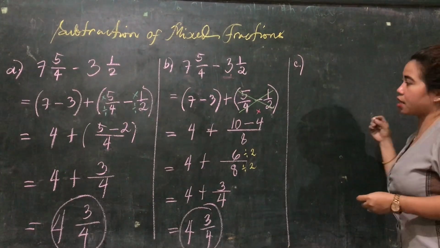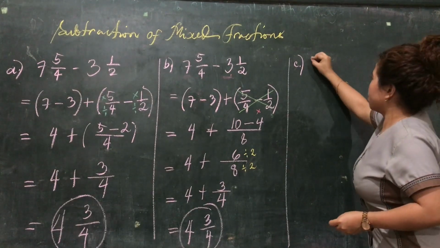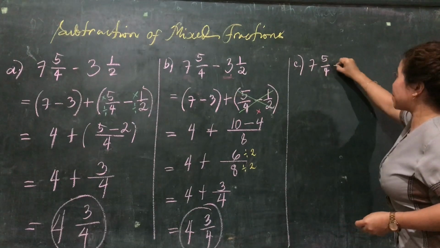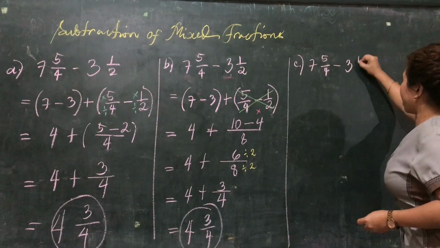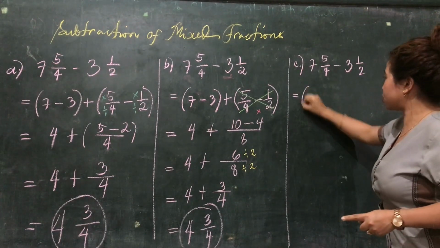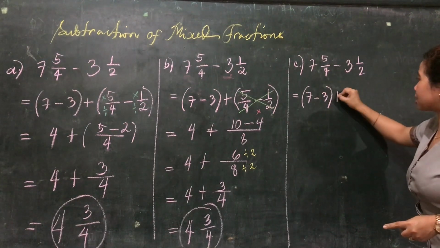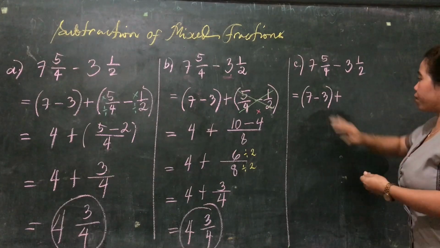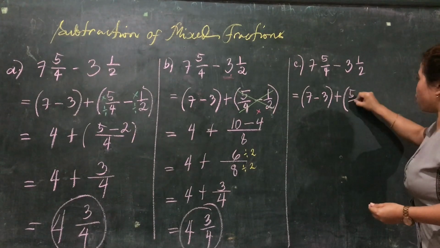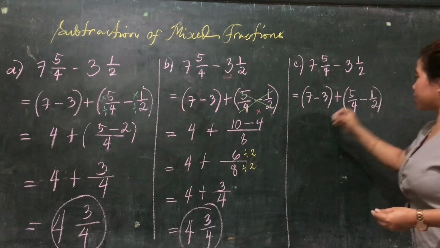For letter C, let's rename the fractions. 7 and 5 over 4 minus 3 and 1 over 2 equals. Group the whole numbers: 7 minus 3, and then the plus sign. We will attach the result to the fractions later. Okay, the fractions are 5 over 4 minus 1 over 2 equals.